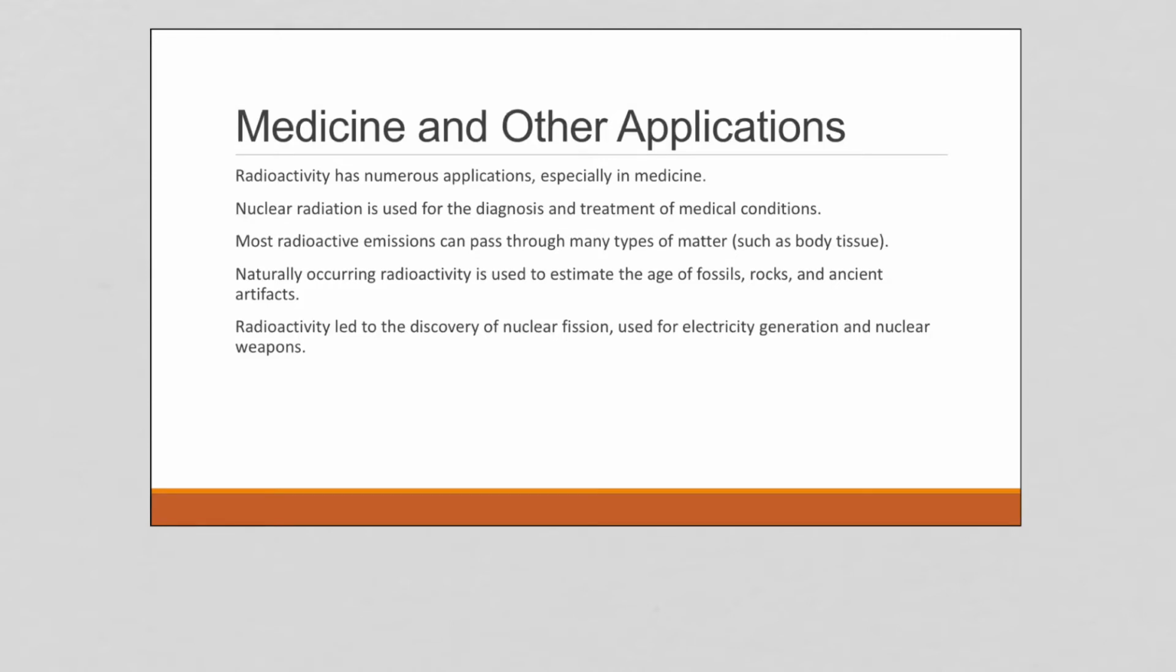We can also use radioactivity to estimate the age of certain things, such as fossils, rocks, ancient artifacts, by different methods. And this idea of radioactivity, of course, led to some other topics that I'm sure you're familiar with, like nuclear fission, used in weapons and electricity, and other things as well. So we're going to touch on some of these as we go through the chapter.